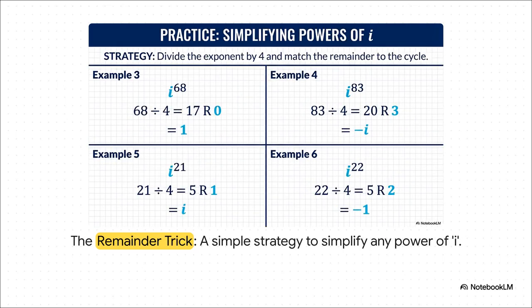And because of that repeating cycle, we have this awesome shortcut. To simplify any power of i, all you have to do is divide the exponent by 4 and just look at the remainder. If the remainder is 1, the answer is i. If the remainder is 2, the answer is -1, and so on. As you can see from these examples, it's a little trick that makes huge problems incredibly simple.